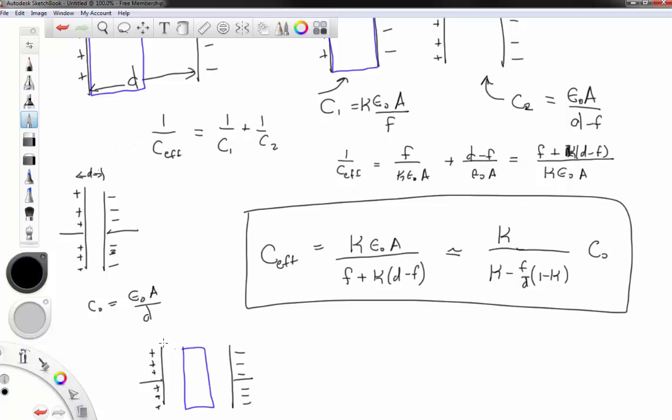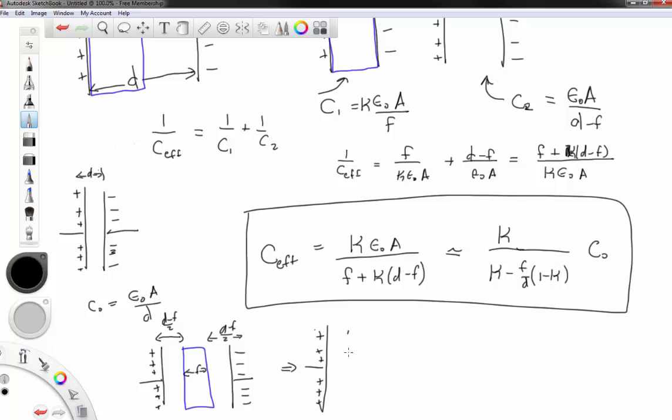So the distances given would be, this is basically d minus f over 2. This is d minus f over 2, and then this right here is F. And this basically breaks down into something that looks like this.